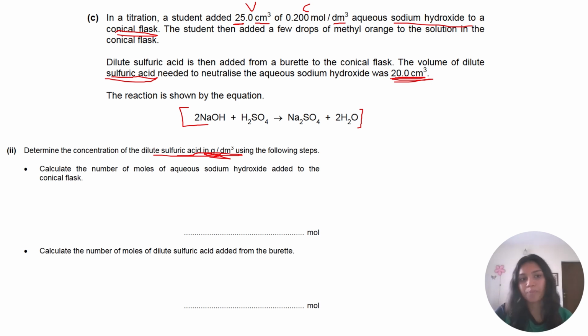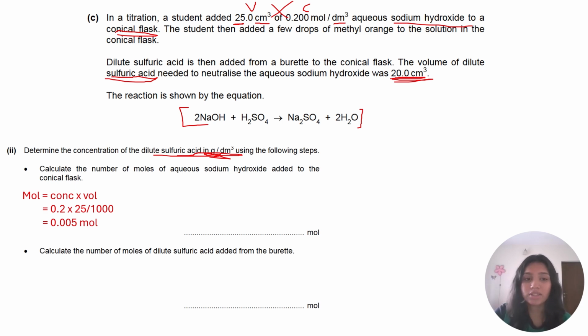So we need to calculate the moles of aqueous sodium hydroxide added to the conical flask. The question itself gives you all the information you need: 25 cm³ and 0.2 mol per dm³. The formula for moles of a solution is moles equals concentration times volume. But here the volume is in cm³ and the concentration is per dm³, so we divide 25 by 1000 and multiply that by 0.2, and you get 5 × 10⁻³ or 0.005 mol. I hope that's clear.